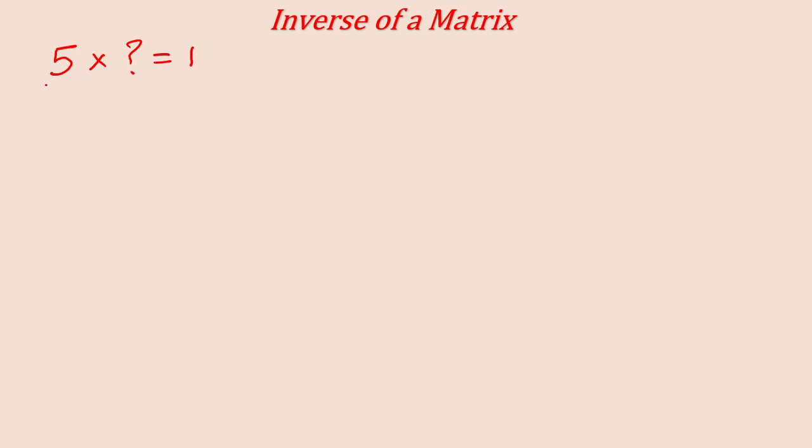Why only 1? Because 1 is the multiplicative identity. So, no doubt here the answer will be 1 over 5. So, what we say? 5 and 1 over 5 are the inverse of each other, or you can say 5 is the multiplicative inverse of 1 upon 5 and 1 upon 5 is the multiplicative inverse of 5. Similarly, if I ask what will be the multiplicative inverse of 3, you will say 1 over 3. What will be the multiplicative inverse of 7? You will say 1 over 7. Why? Because their multiplication will be equal to 1.